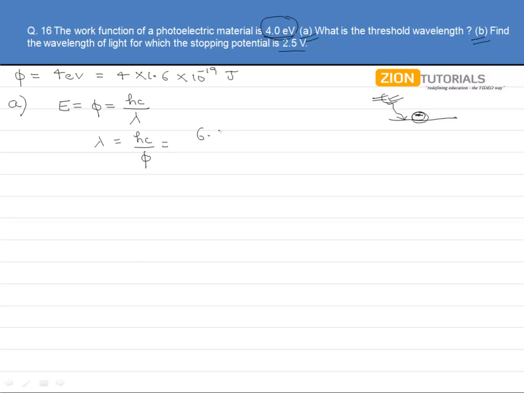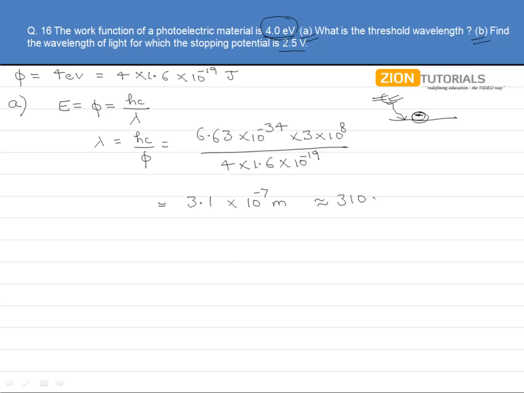Putting the values over here, we get 6.63 into 10 to the power minus 34, that is h, into c, which is 3 into 10 to the power 8, upon phi, which is 4 into 1.6 into 10 to the power minus 19, giving us a value of 3.1 into 10 to the power minus 7 meters, that is approximately 310 nanometers.